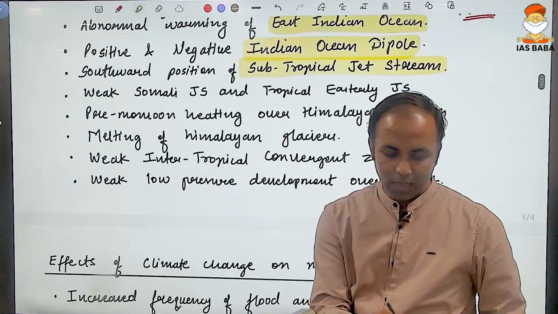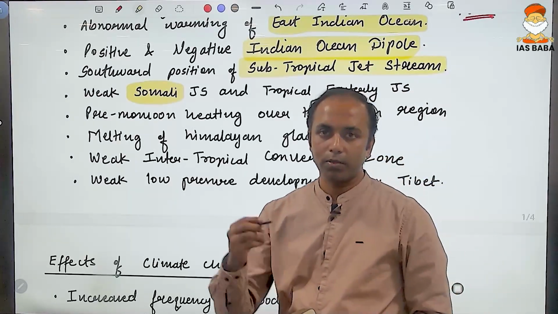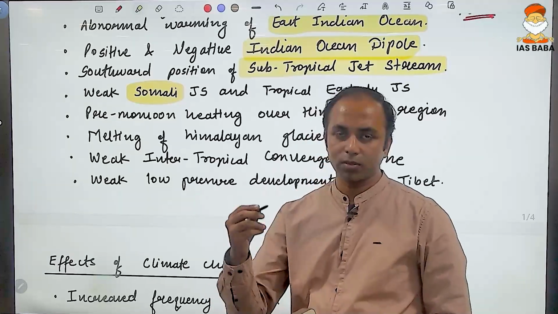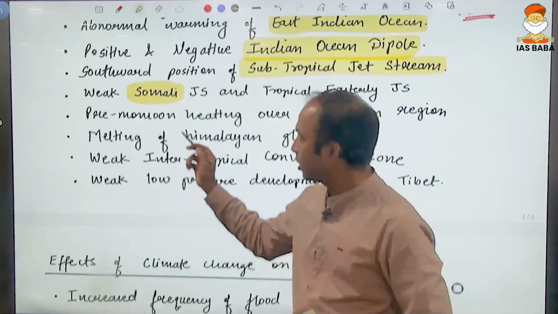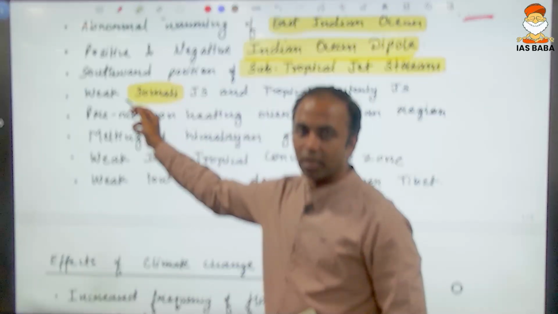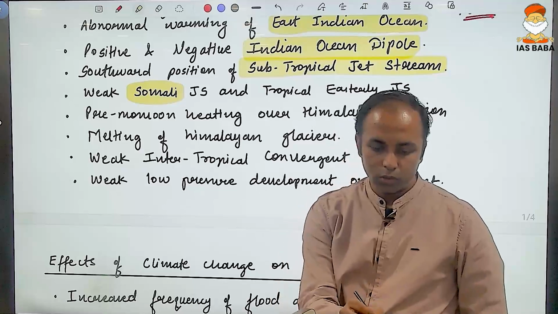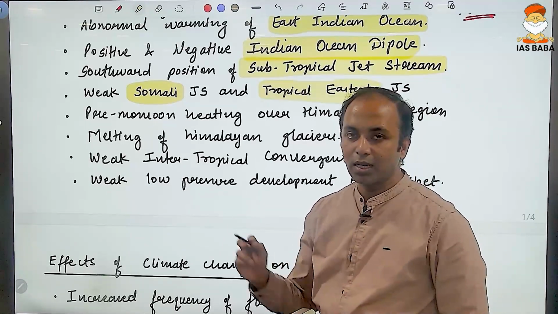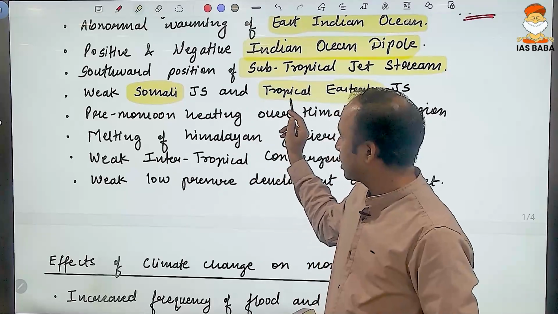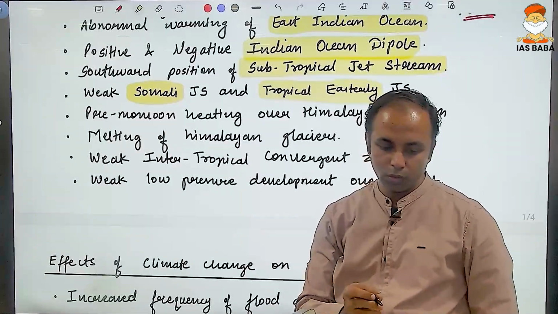Then the Somali jet stream, which is blowing between Somalia and the Indian subcontinent, also has a positive influence. So if the Somali jet stream becomes weak, it is going to have a weak influence upon the monsoon. Also the tropical easterly jet stream has a positive influence. Climate change is affecting the tropical easterly jet stream also, thereby weakening the monsoon.